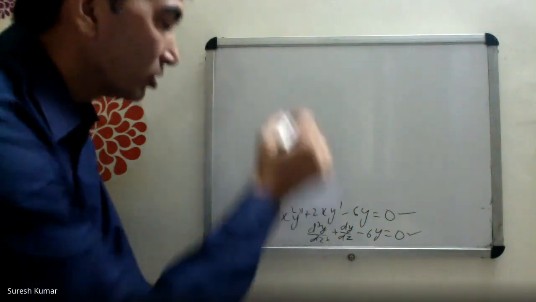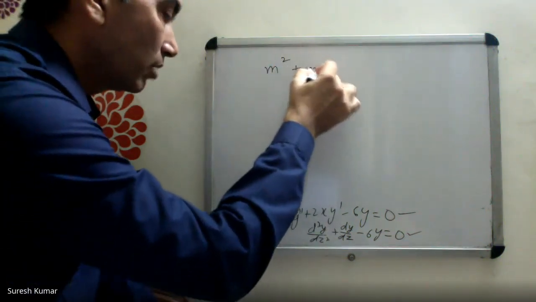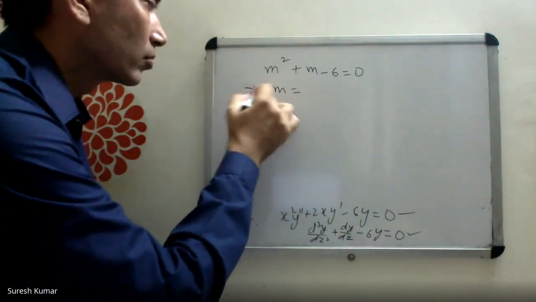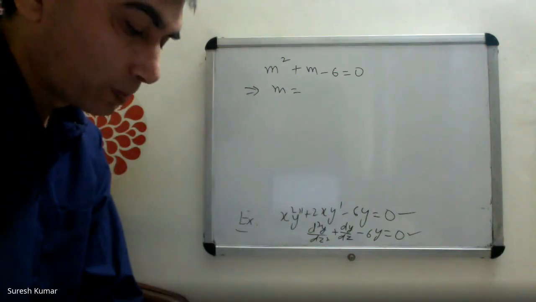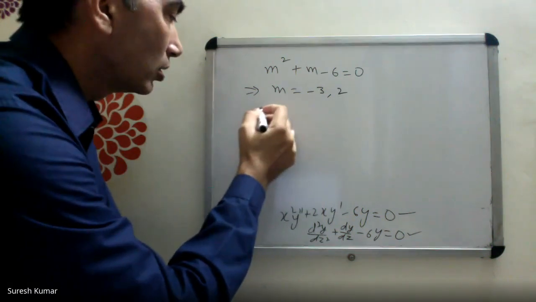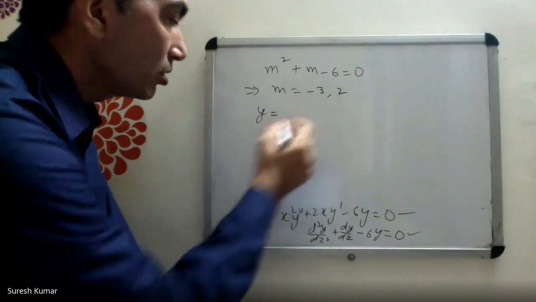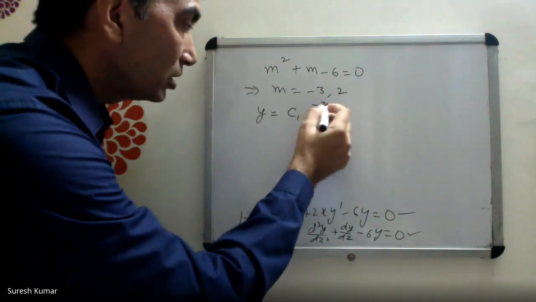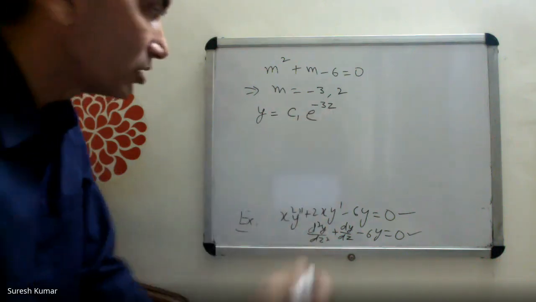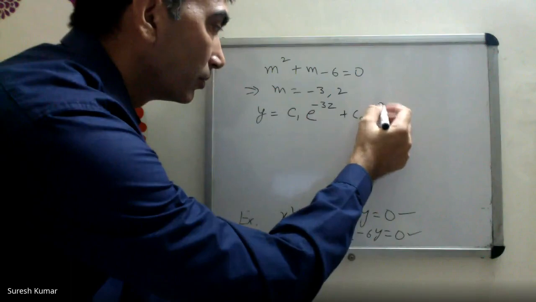C1 by x cube plus C2 x square. What is the auxiliary equation here? M square plus M minus 6 equal to 0. What are the roots? -3 and 2. Okay. So the solution is y equal to C1 e power -3z plus C2 e power 2z. Remember that this equation is in y and z. In place of x, you will use z.